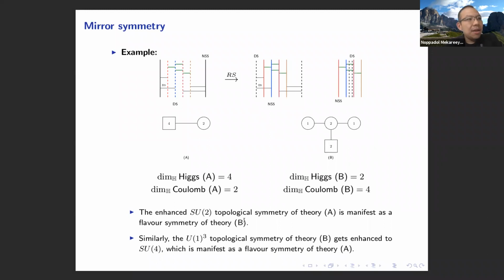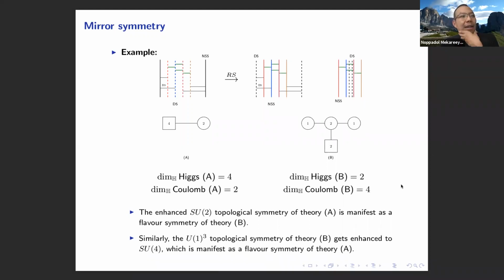Similarly, theory B has U(1) cube topological symmetry because you have three unitary gauge groups, which get enhanced to SU(4), which is manifest in the flavor symmetry of theory A. Okay, now let me answer the question of Tom.